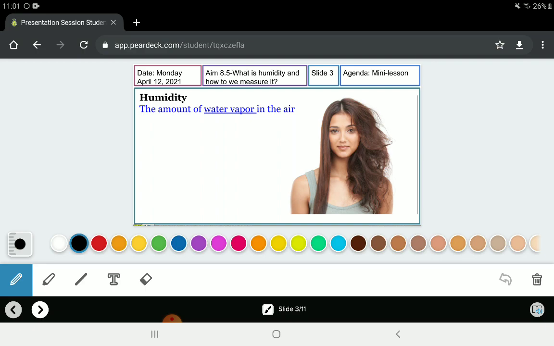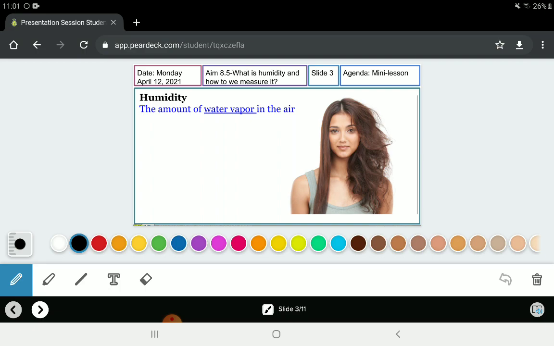Where I grew up in Colorado, if it was higher than like 10% humidity, it was considered a humid day. Here in New York, I don't know what the average humidity is, but I think average humidity is like 50% humidity, like all the time. It's just very, very humid.